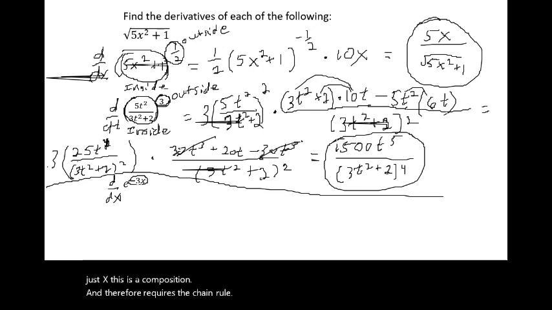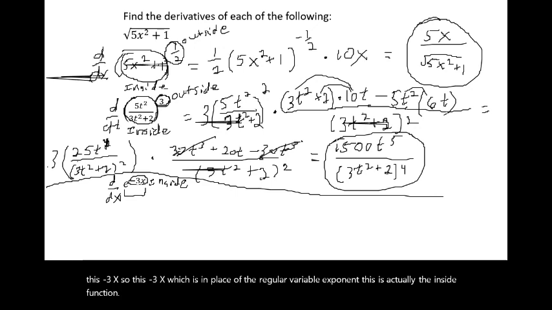Overall, this is an exponential function of base e, and within that exponential function, you have this negative 3x. This negative 3x, which is in place of the regular variable exponent, is actually the inside function. The outside function is the overall structure, which is the exponential of base e.